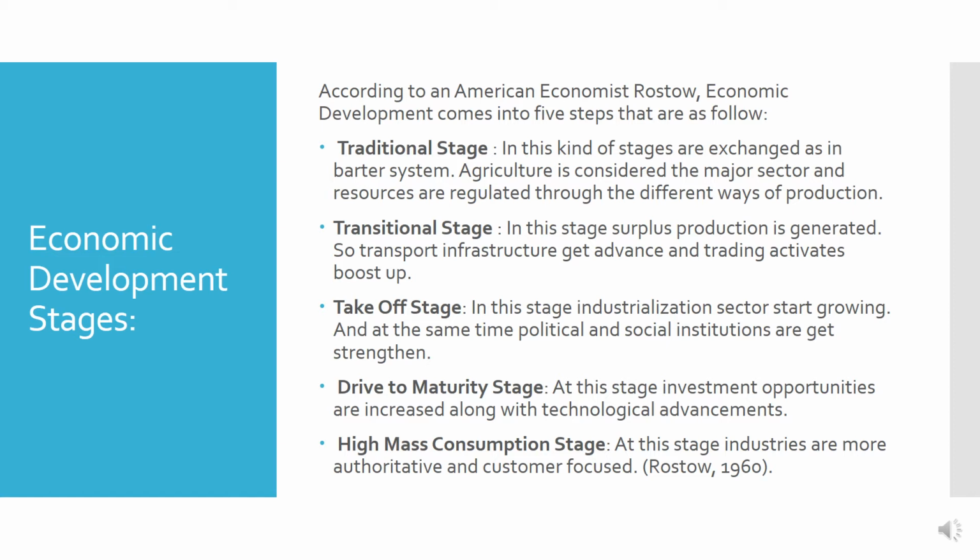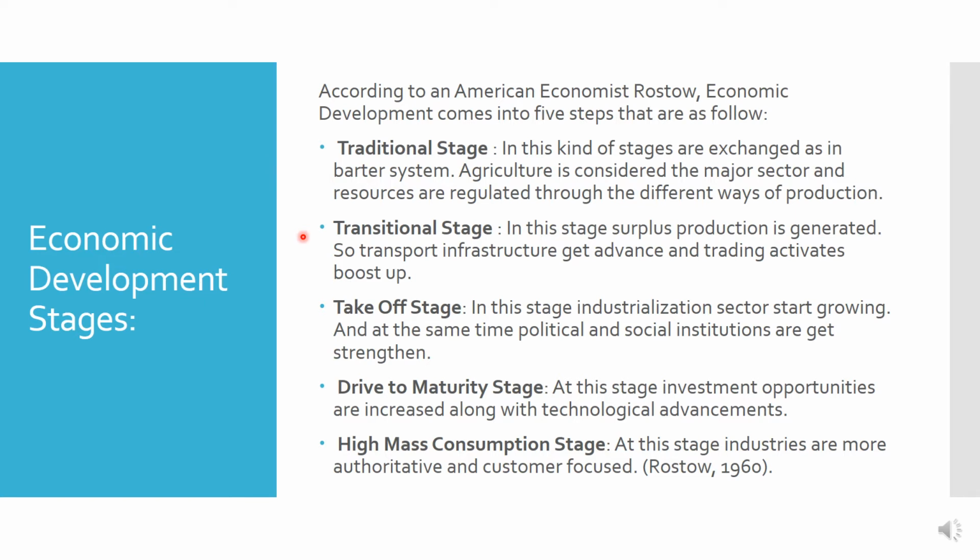Now, what are the stages? Economic development comes in 5 steps according to American economist Rostow. The first step is the traditional stage. In this stage, goods are exchanged as in a barter system. Agriculture is considered the major sector and resources are regulated through the different ways of production.